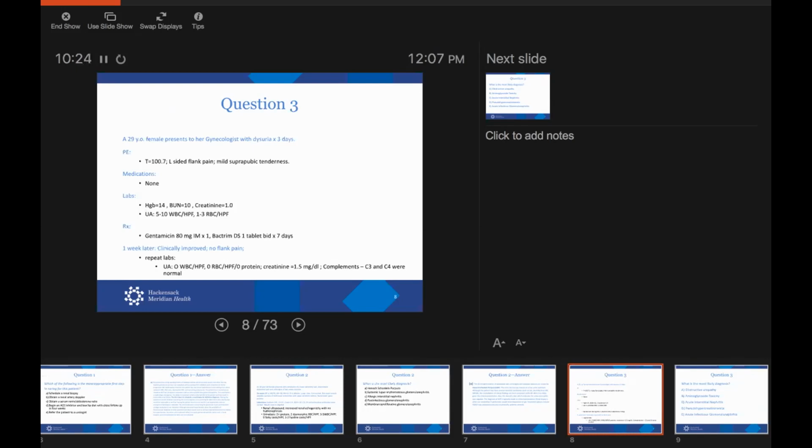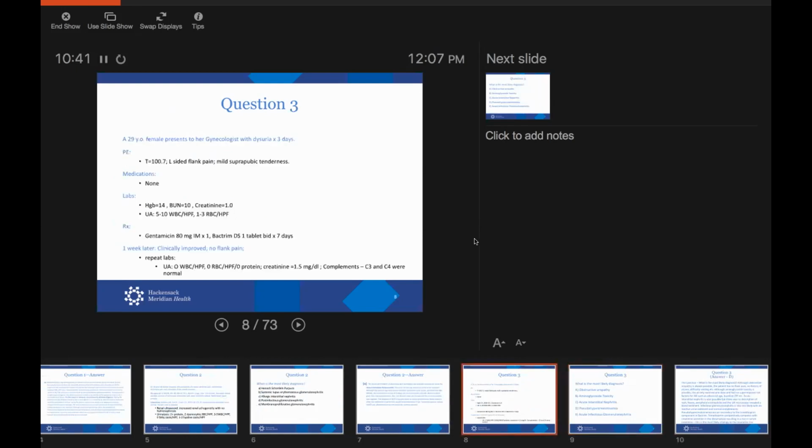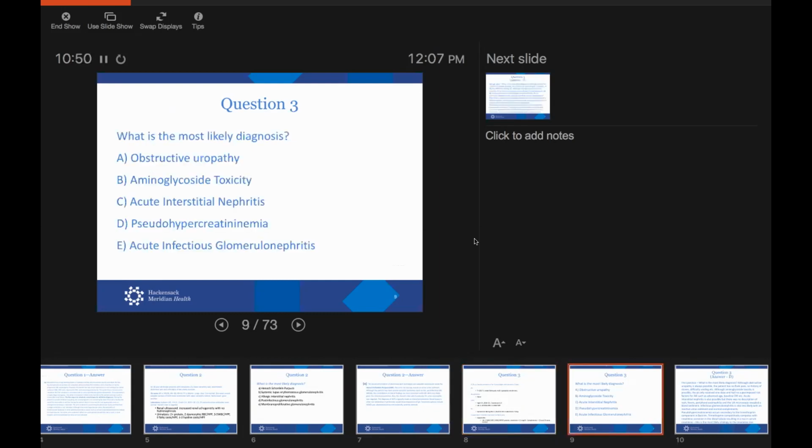She gets put on Bactrim. And then you do labs 1 week later, and you look at the UA, and it shows no white cells, no red cells, creatinine bump, though, 1.5, complements were normal. What does she have? Okay, so going back on the history, she's got a UTI, right? Maybe some pyelo. You give her a dose of Gent, you put her on Bactrim, and she comes back and her creatinine's higher. What does she have? So the answer is pseudo-hypercreatinemia, okay, from the Bactrim.